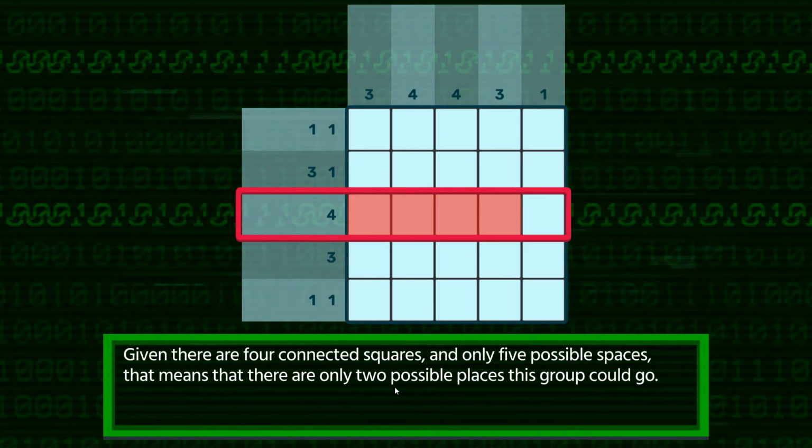Given there are 4 connected squares and only 5 possible spaces, that means there are only 2 possible places this group could go.